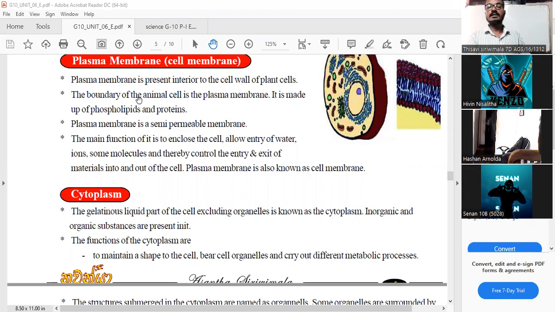Right, I think it's completed now. Then we go to the cytoplasm. So the cytoplasm is the gel-like structure which is present within the cell, right? The gelatinous liquid part of the cell excluding organelles.